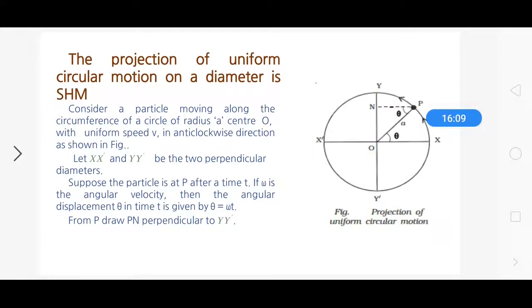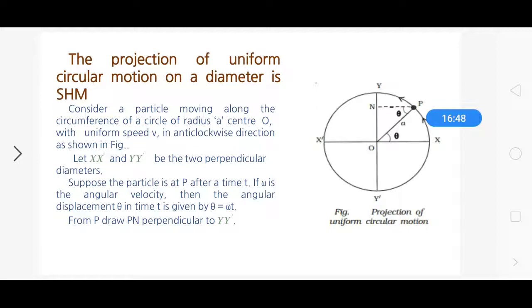Now we'll discuss that the projection of the uniform circular motion on a diameter is SHM. SHM means simple harmonic in nature. To explain this, I consider a particle P which is moving on the circumference of a circle of radius A. Observe the figure here. The particle is moving along the circumference of the circle.